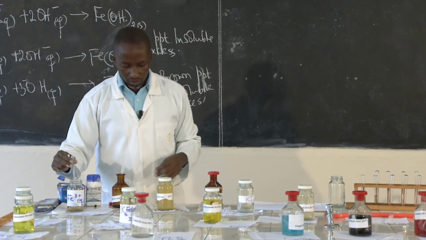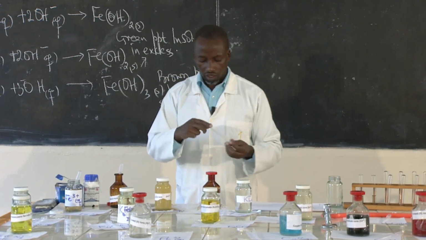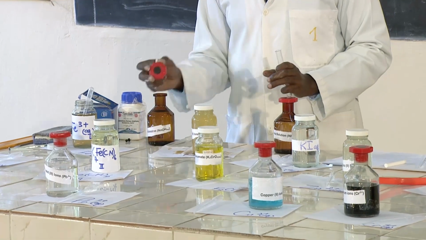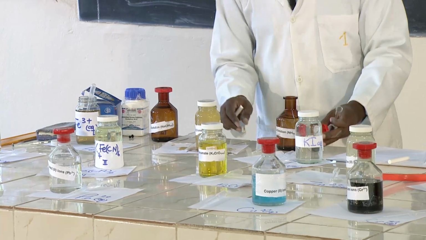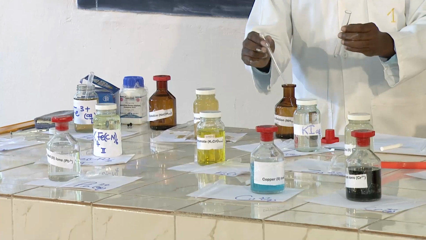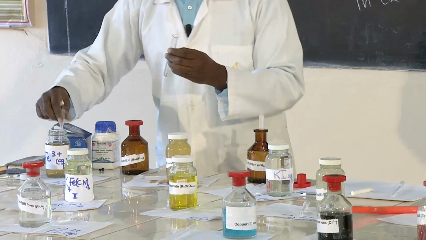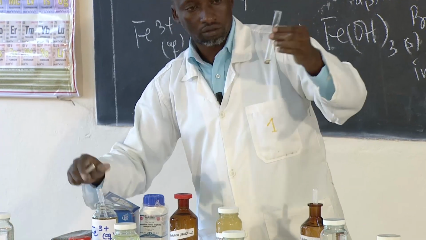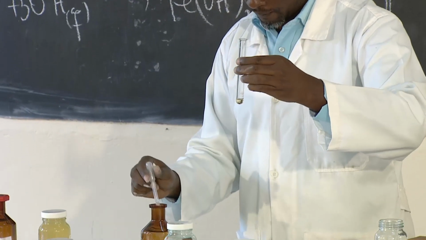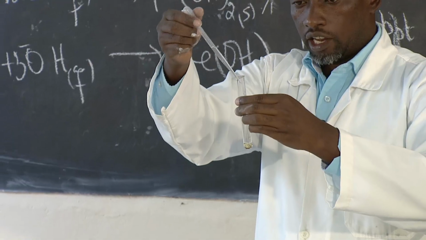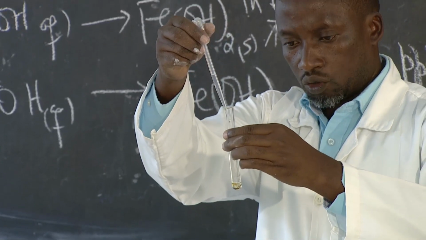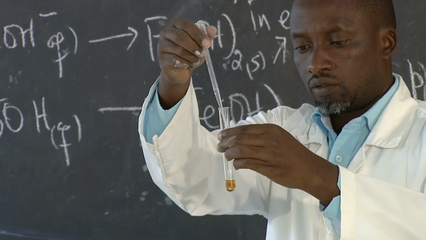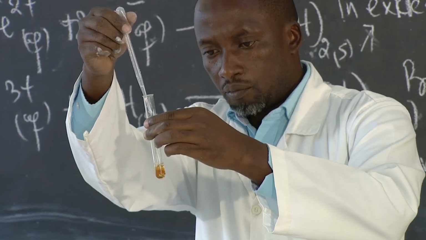So with the same solution, we are going to look at the effect with ammonia, because we have finished with the sodium hydroxide. So let's look at the effect with the ammonia. We have to start with iron 3. Add a few drops, 2 or 3 cubic centimeters, and then add a few drops of ammonia solution, drop-wise. This is what we call drop-wise. Gelatinous, that is the same precipitate.